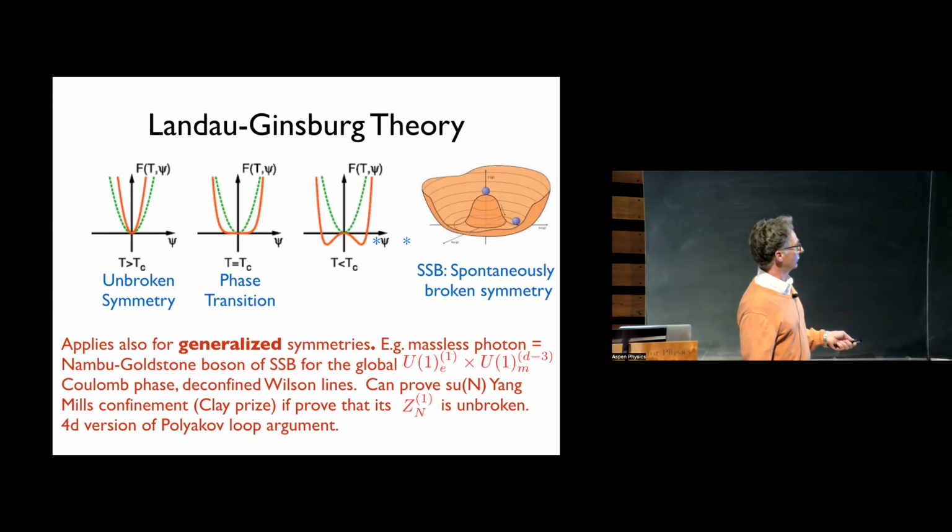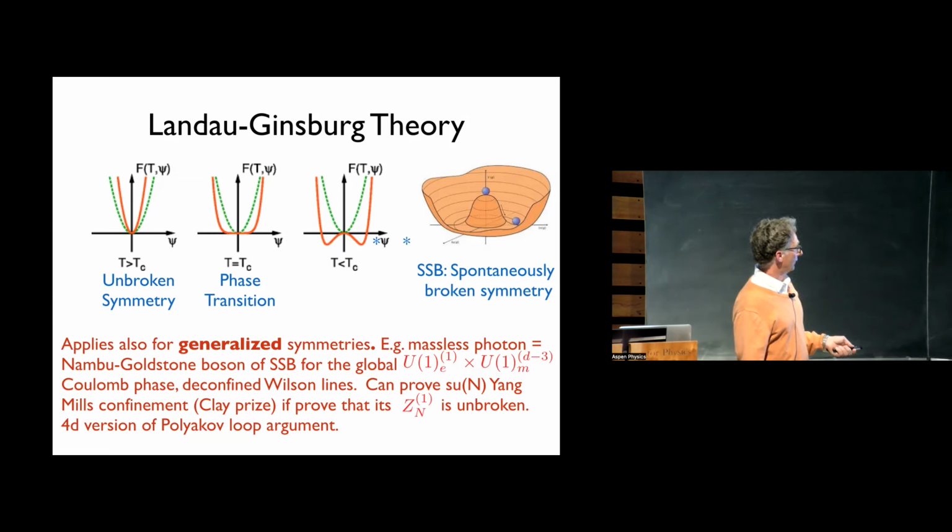And this applies also for generalized symmetries. So for example, the massless photon can be thought of as the Nambu-Goldstone boson for spontaneous symmetry breaking of these U(1) global symmetries that I mentioned. So the fact that it's massless is related to the fact that it's a Goldstone boson for these symmetries. And that's a way to distinguish the Coulomb phase from the other phases. In the Coulomb phase, we have deconfined Wilson lines, and these symmetries are spontaneously broken.